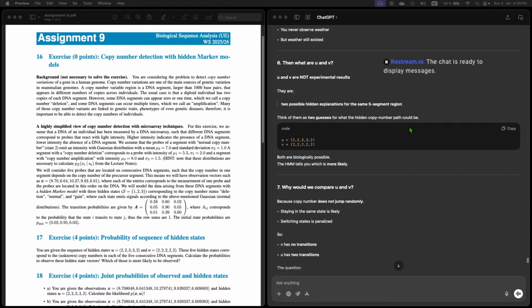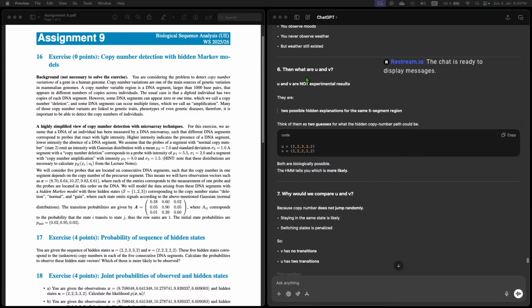Oh shit! I should be doing this, right? Then what are U and V? U and V are not experimental results. They are two possible hidden explanations for the same five segments. Oh, okay.